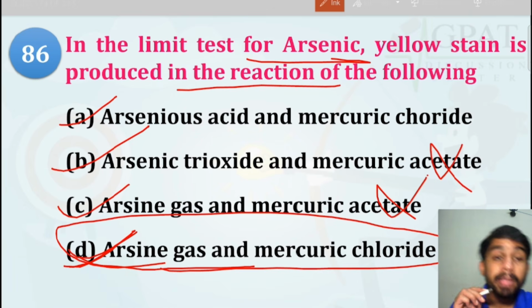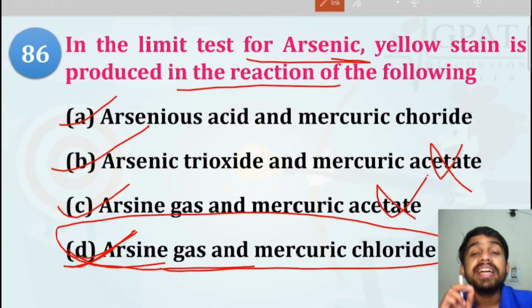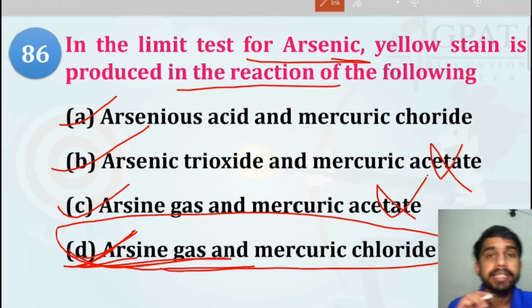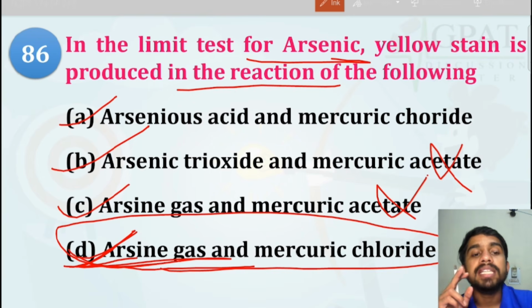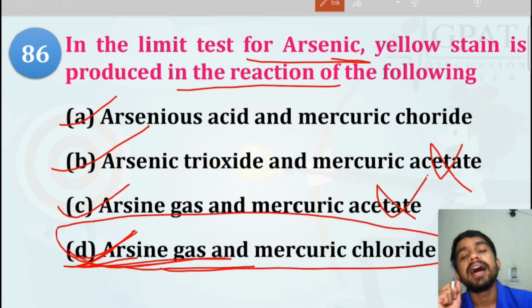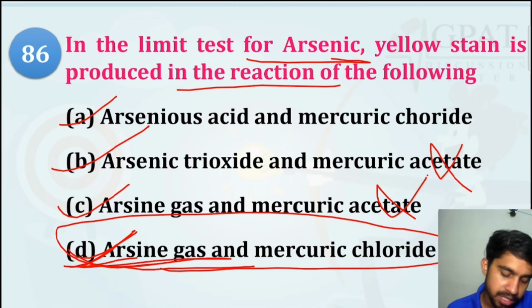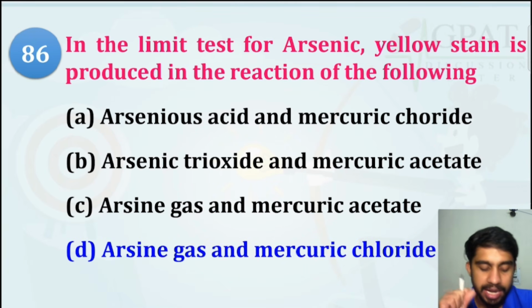Now, the nascent hydrogen that is necessary for the production of this arsine gas is produced by what? It is produced by the zinc that is present in the bottom. Okay, and your arsine gas is highly toxic in nature. So the correct answer for this question will be your option number D, that is arsine gas and mercuric chloride. Simple.